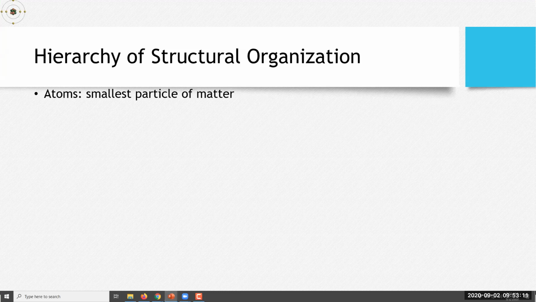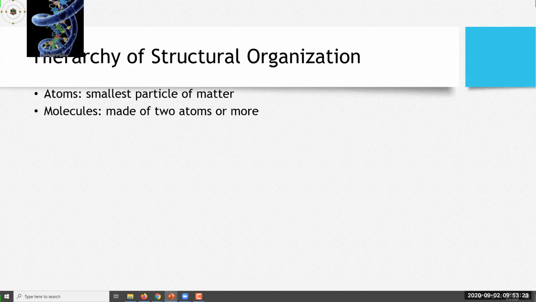Okay, so we look at the atoms. The atom is the smallest particle of matter. And then as atoms link up to each other, we have something called a molecule. So this is a carbon atom over here on the very left-hand side, and this is DNA.